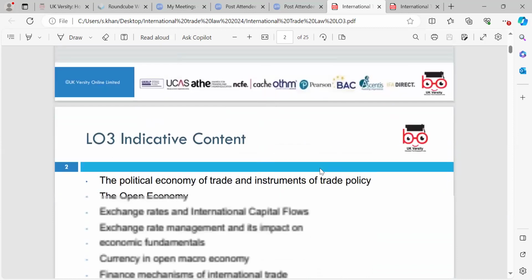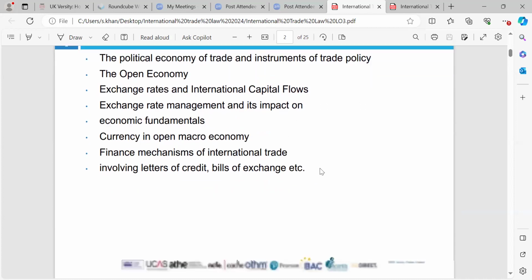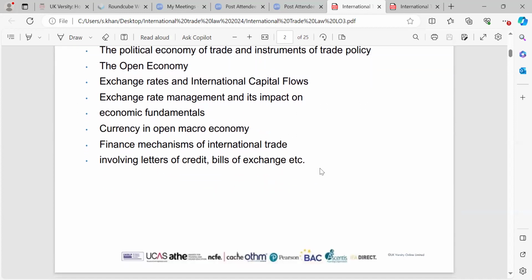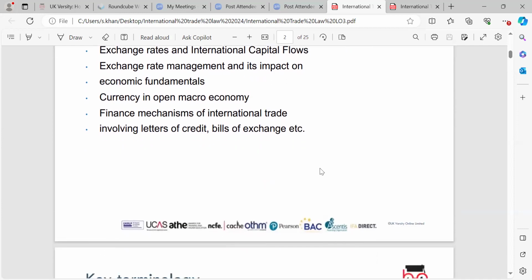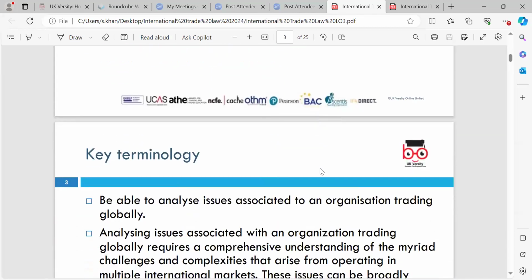So the indicative content is the political economy of trade and instruments of trade policy, the open economy, exchange rates and international capital flows, exchange rate management and its impact on economic fundamentals, currency in open macroeconomy, finance mechanism for trade, and involving letters of credit, bills of exchange.